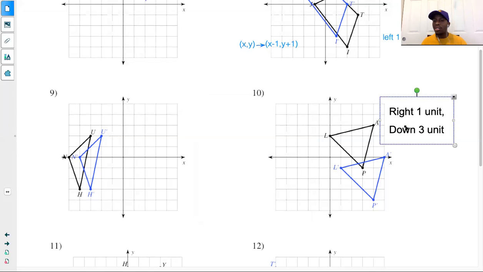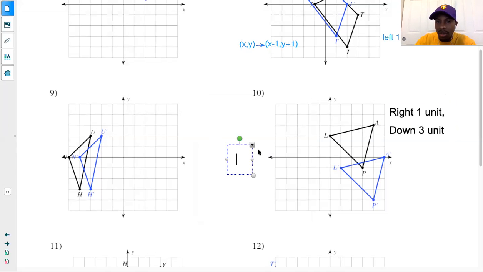Now, if I had to write the rule, it would look something different. It would look like this: (x, y), and I'm not going to draw the arrow, I'm just going to draw a dash. (x, y) goes to (x + 1, y - 3), because it goes to the right 1 unit, which is the +1, and then down 3 units, which is the -3. So that's what it would look like if I was describing it in notation.